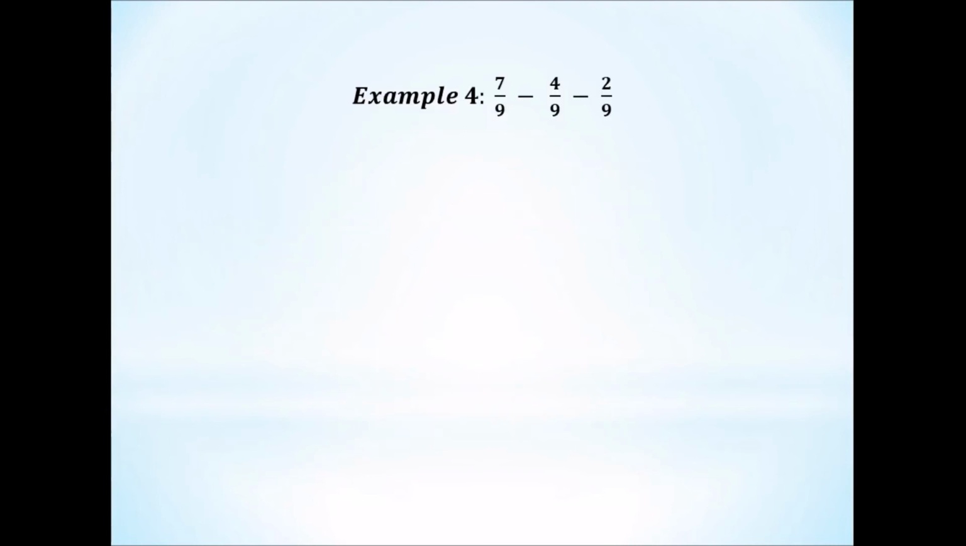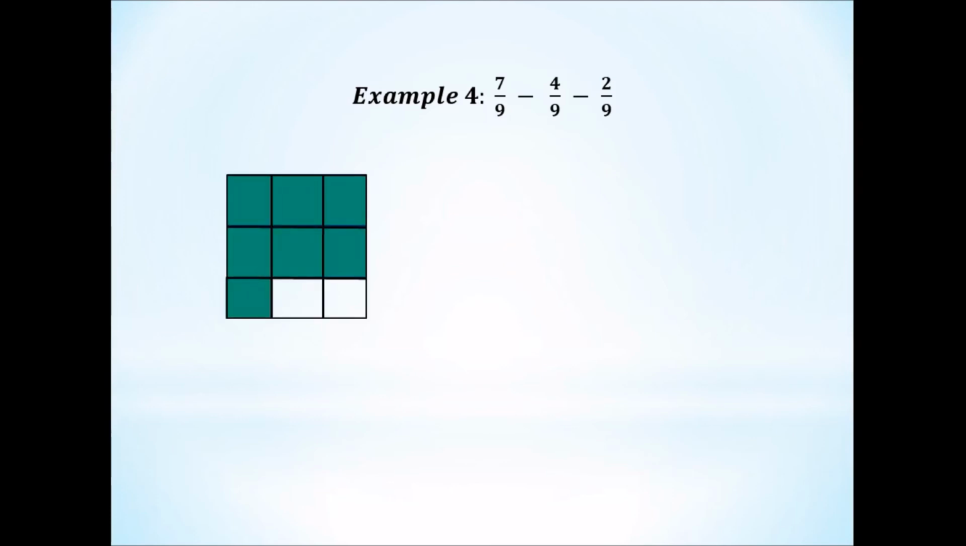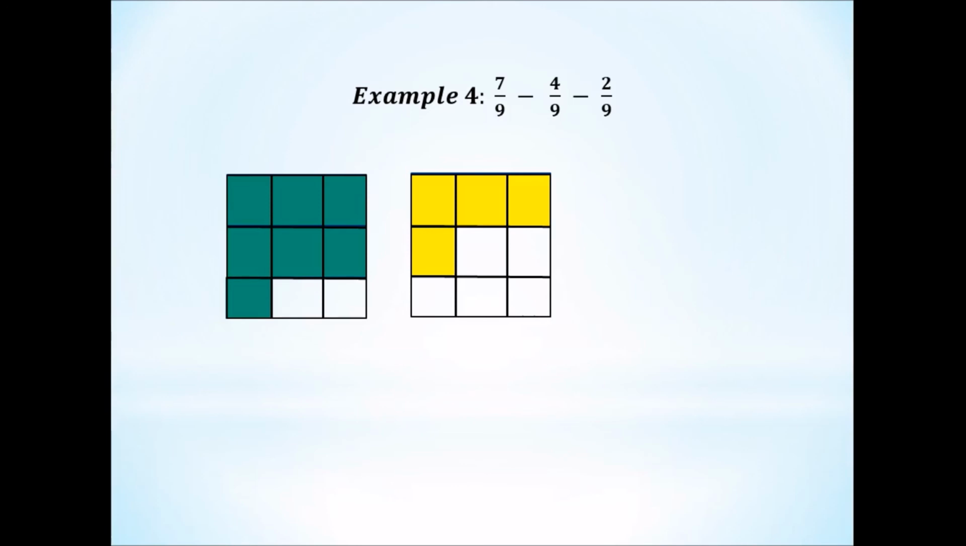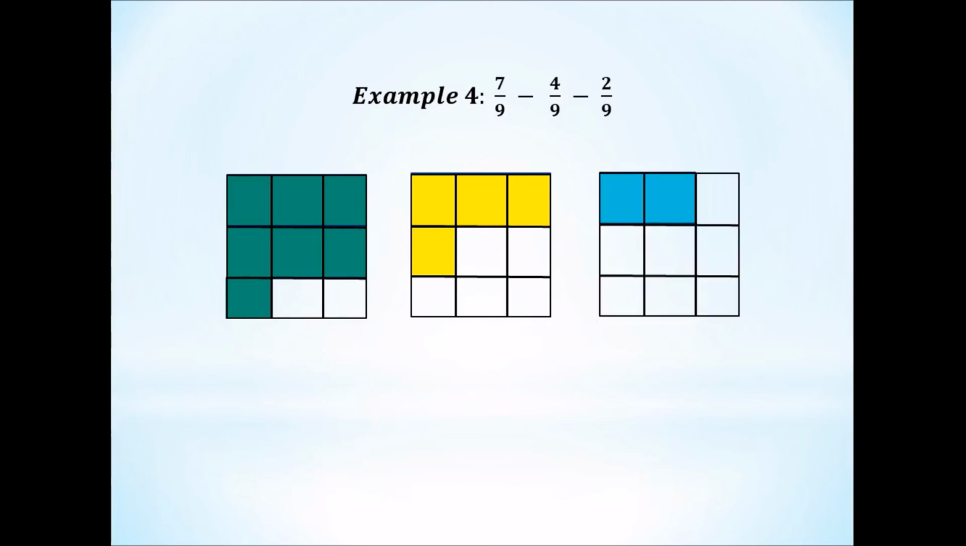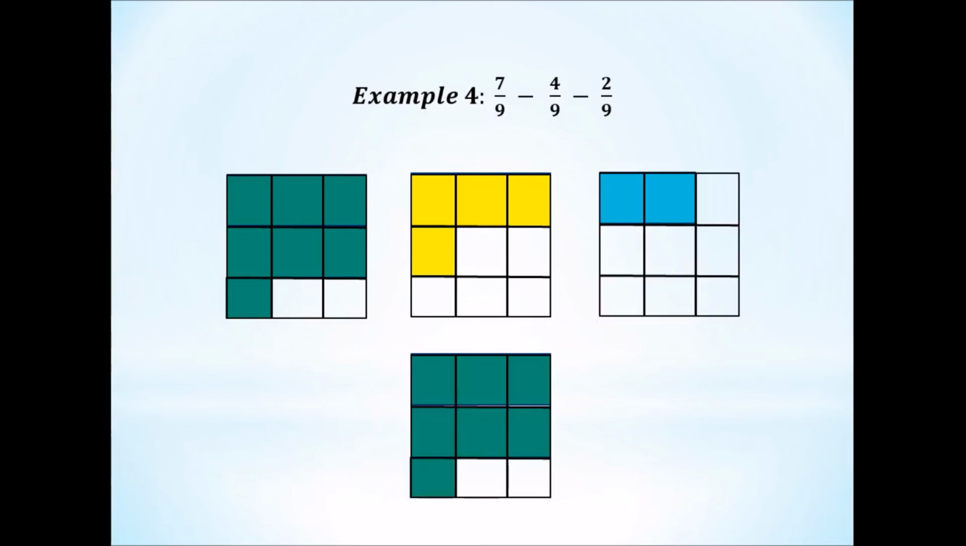Example 4 is that I have 7 over 9 minus 4 over 9 minus 2 over 9. So 9 again is the whole. So we have 7 over 9 right here, 4 over 9, and 2 over 9. So if I lay out my 7 over 9, and then I put my 4 over 9, I'm going to count out 4 boxes, and I'm going to take that away from the 7. So if I take it away, I only have this 3 left.